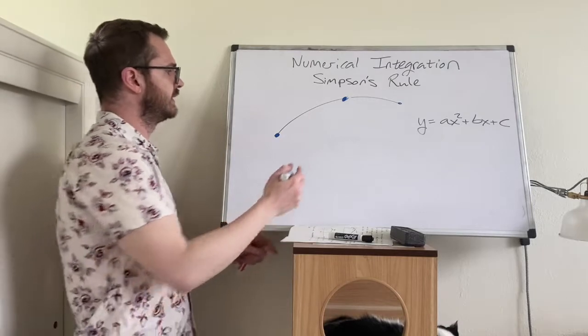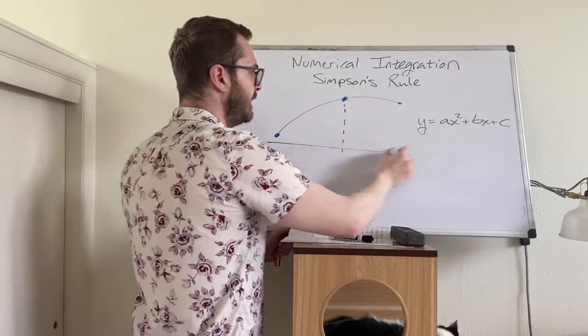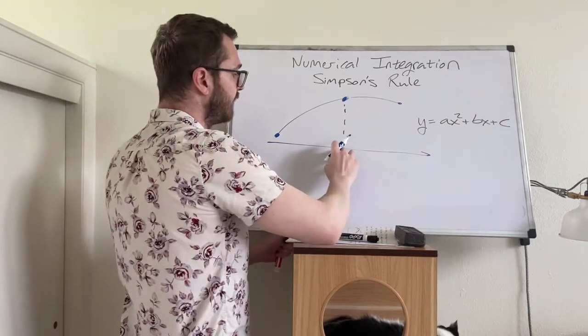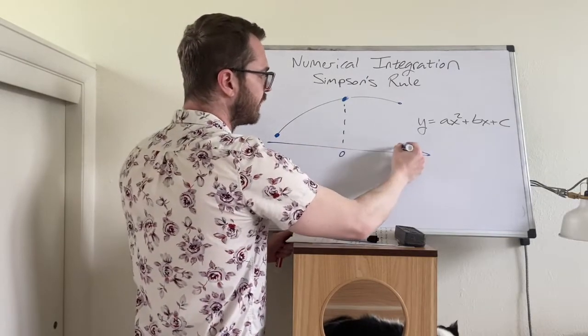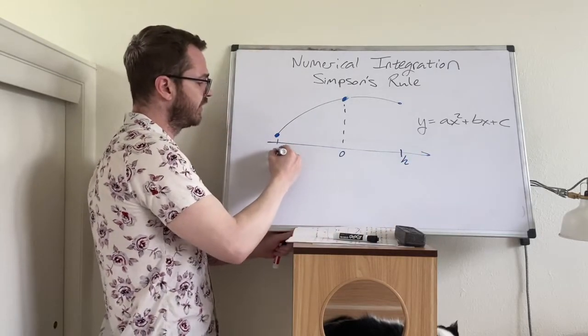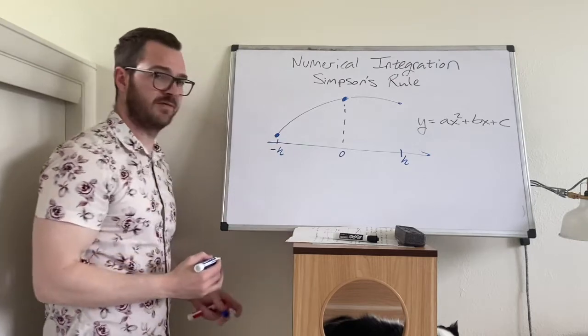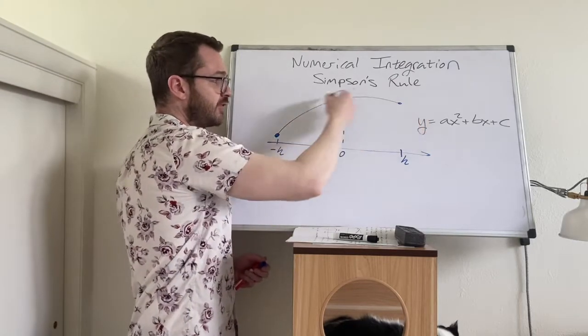Now, let's draw the x-axis. I'm going to say that the one in the middle is at 0. I'm going to say that the one on the right side is at h, and the one on the left side is at negative h. And we're going to find the curve that passes through these 3 points.